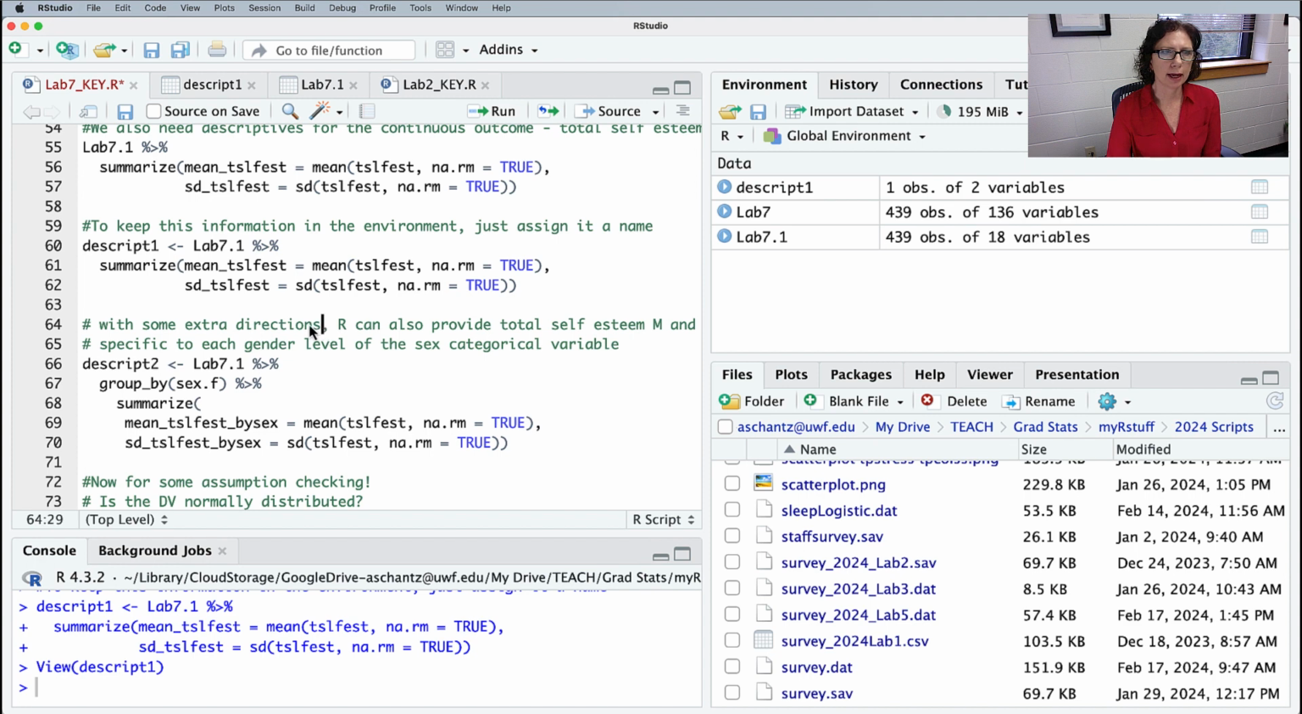So if we add a few extra directions here, we can also get R to tell us the mean and standard deviation of total self-esteem specific to each gender level of the categorical variable. So I have the same information that I had before, but I have this line in the middle. This is saying group by the sex variable, then summarize that stuff. And I'm giving it a new name in the environment so I don't lose the one for the overall total self-esteem. So it's the same thing with this little add-in saying to group it by male and female.